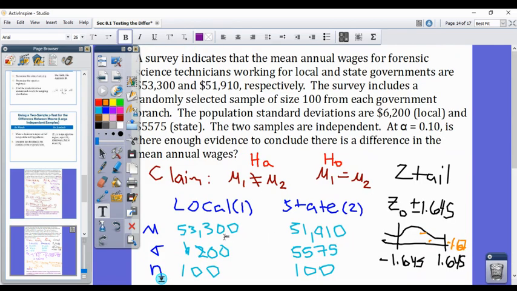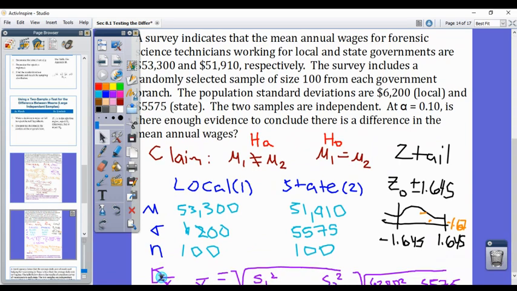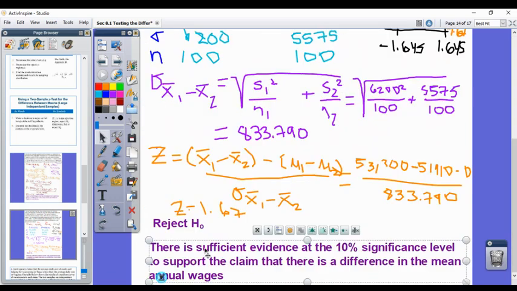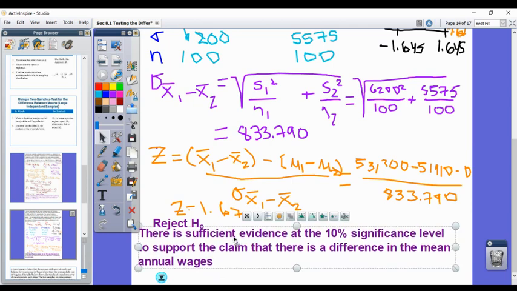Just trying to move it up. Okay, let's go back to this. I want to scroll down. There we go. Okay, you see this? There is sufficient evidence to reject. All right, now I'm going to show you how to do this in the calculator.